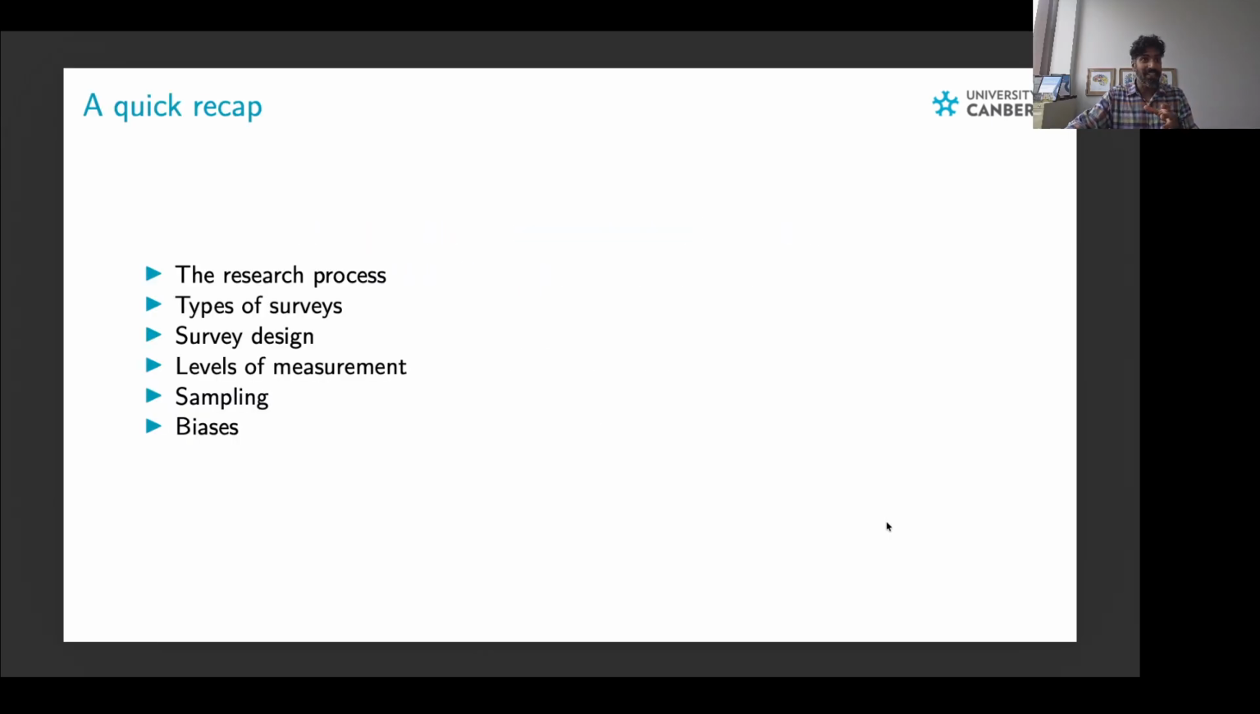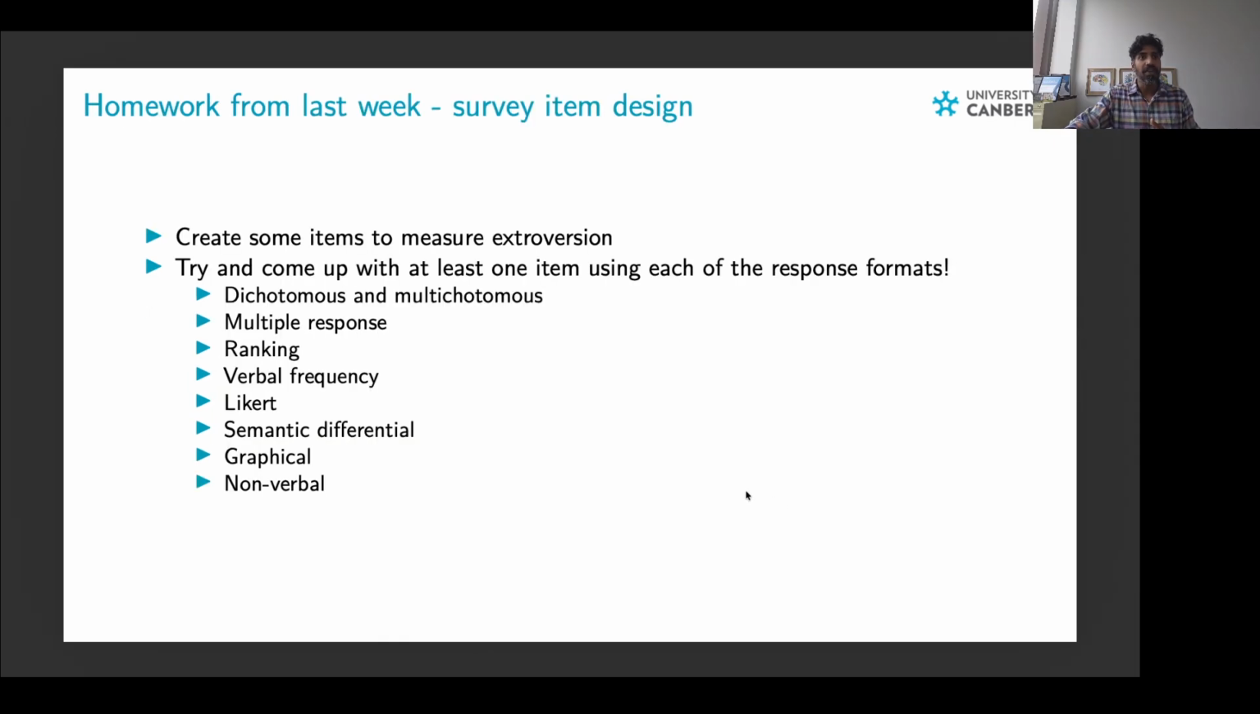But before we go into that, a quick recap of what we did in the last lecture. We talked about the research process. We talked about types of surveys and their administration in terms of whether they're interview administered or self-administered. We talked about survey design, levels of measurement in terms of nominal, ordinal, interval, and ratio, sampling, and also biases that can occur within survey item design.